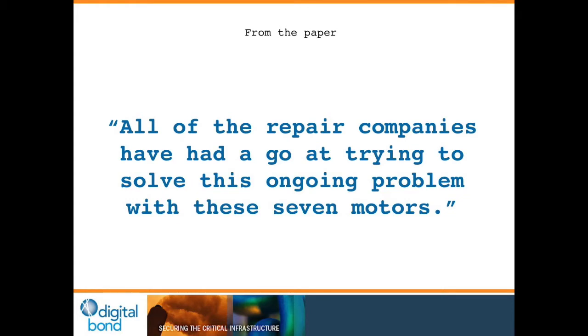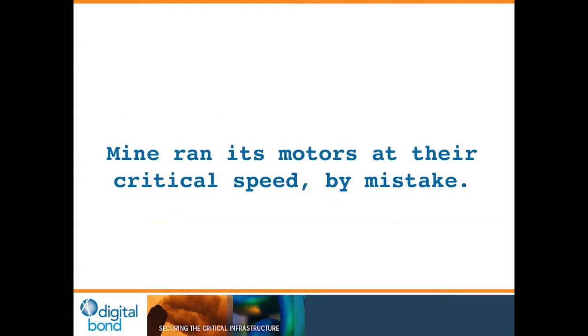This engineering company finally came in and figured out that the engineers at the mining company miscalculated the critical speed of their drive and were running their drives fairly close to their main drive shaft critical speed. So they ran their drives at their critical speed by mistake. This wasn't an attacker, this was just a mistake.